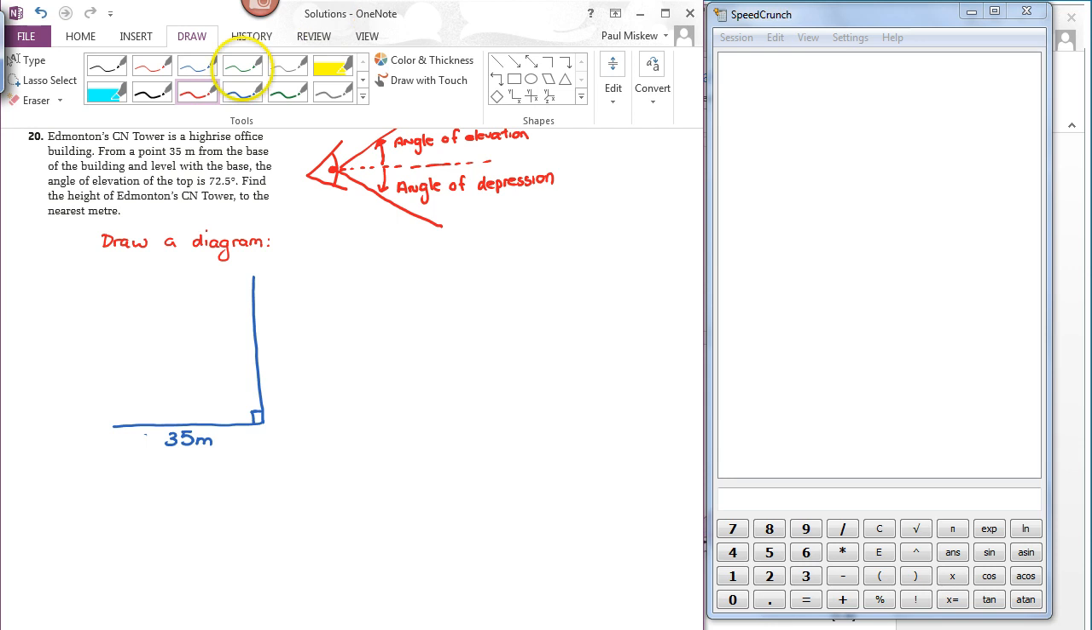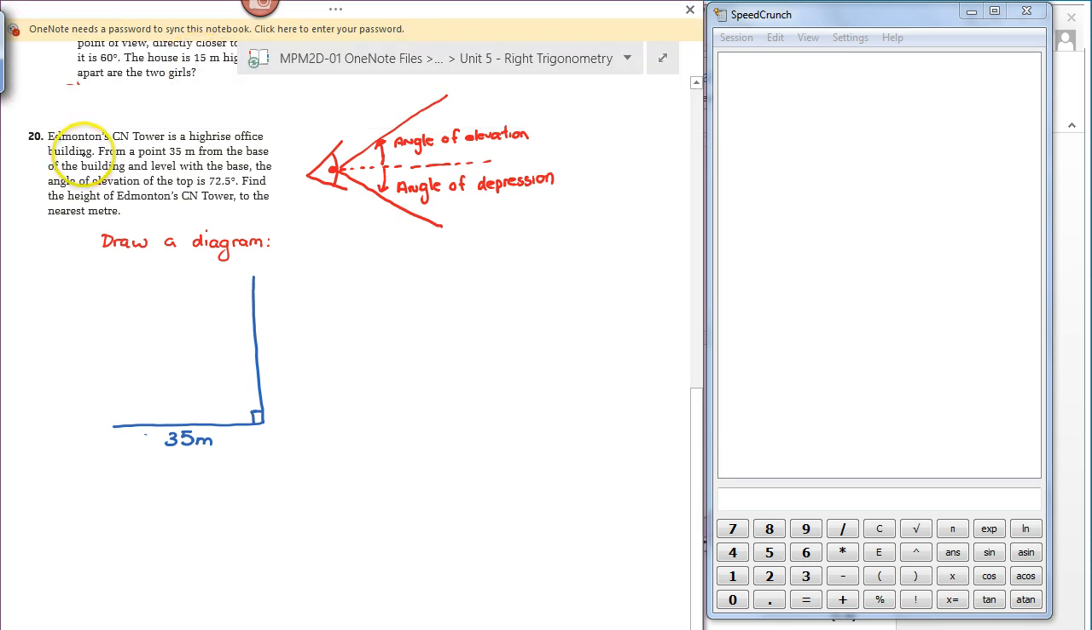So in this problem, it's stated that from a point 35 meters from the base of the building and level with the base, the angle of elevation of the top is 72.5 degrees. So that means that your angle of elevation is measured from here, and that's 72.5 degrees. When we're interested in the height, we're going to put an H here. Now that we have our diagram, we can label this with letters. So let's just call this triangle ABC. So we need to find H.